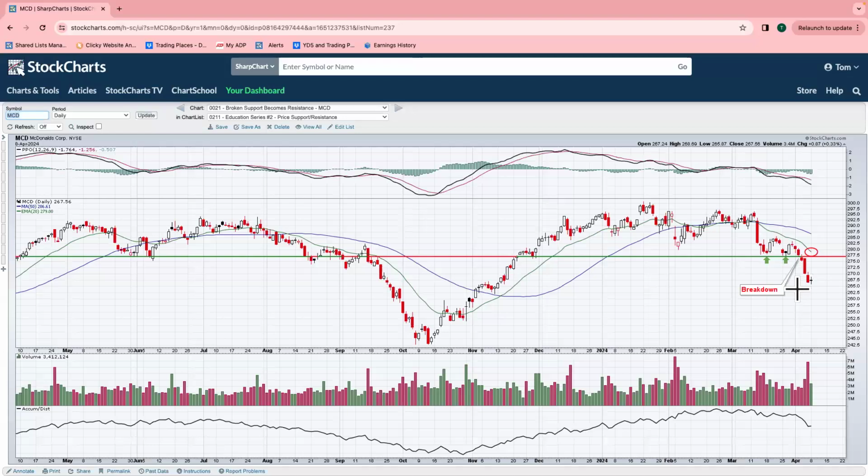Now, if McDonald's bounces, where do you think it might fail? In my opinion, if it gains $8, $10, gets up to this price resistance area and/or this falling 20-day moving average, that's where I would expect McDonald's to fail. So if you like to short, I like shorting on McDonald's around 277.